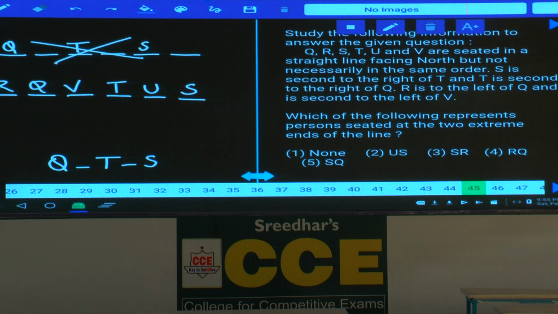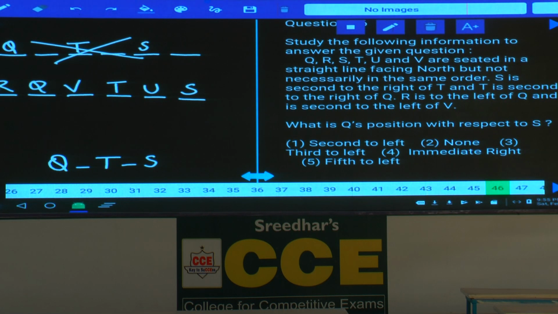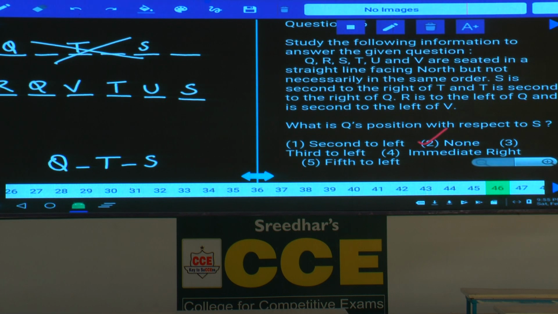Then question number 45. Which of the following represents a person seated at the two extreme ends of the line? Two extreme ends of the line, R and S, that is choice 3. Then question number 46. What is Q's position with respect to S? 1, 2, 3, 4, fourth to the left. Fourth to the left is nowhere given in the choices, that is choice 2, none of this.